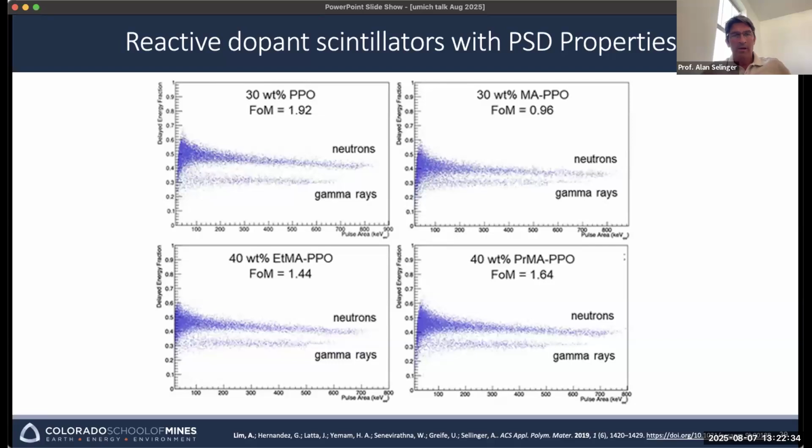So then we sent these off to our collaborators who test these in front of radiation sources. And they actually did quite well. Not as good as when it was simply blended in the PPO, but you can see that we got values of 1.44, 1.64, and these are very, very good numbers. Usually, in order for it to be a viable PSD capable scintillator, it needs to be above 1.3. And so we're doing just great. So that was the first criteria that it passed, that it worked really well.